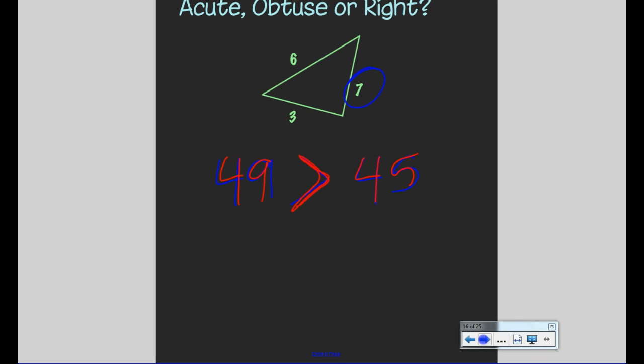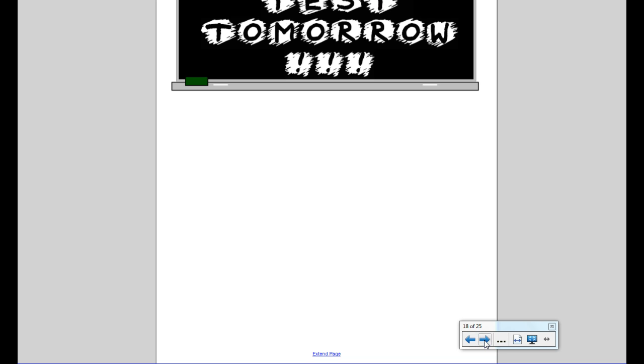It is obtuse because the biggest number is the c squared. You've got to square it. 7 is c. You have to square it. You can't just compare 7 to 3 plus 6. You have to actually square them. 7 squared is 49. 3 squared plus 6 squared is 45. This one's bigger, so you did very good, and you put obtuse. Most of you were correct.